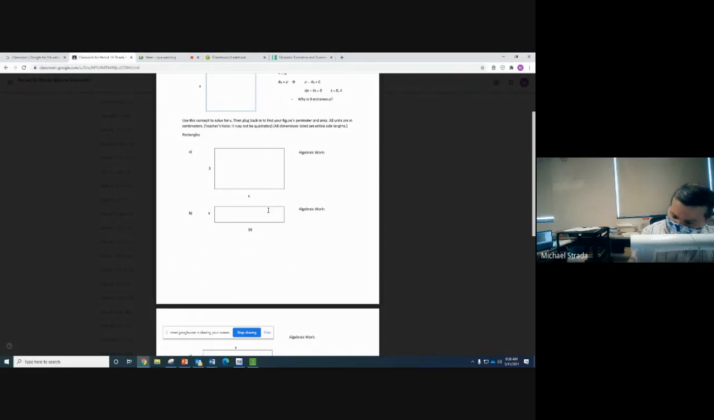So if I do the perimeter, I'm adding up all the sides. So what do the numbers add up to based on that? 6. What do the variables add up to? 2x. To get the area, I multiply the sides together. Well, what would that be? X times 3, which most people would write as what?